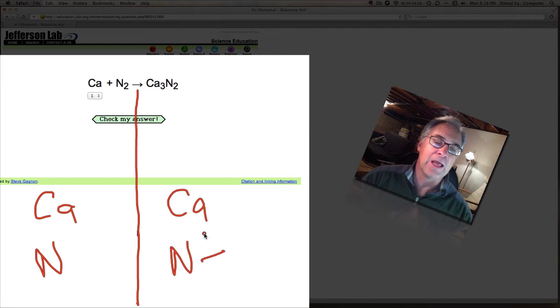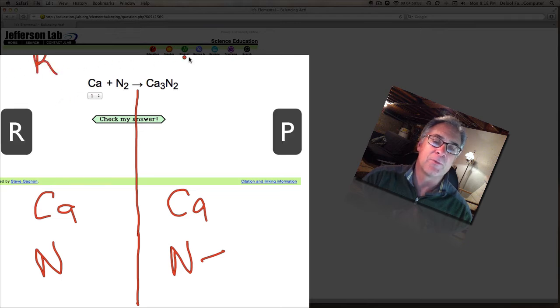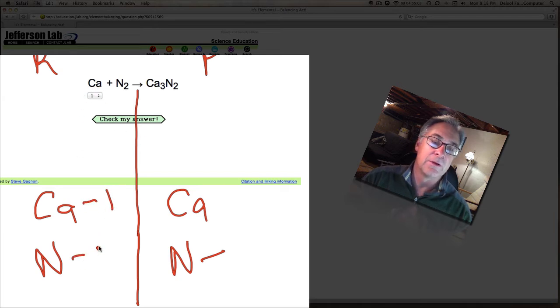Now again, we take a look at, we have a subscript on both sides of these. So we're going to see what we can do to get a coefficient on the reactant side. So I'm going to put R for reactant on this side and P on this side for products. So on this side we have 1 calcium and 2 nitrogens. On this side, looking at the subscript, remember, those can't change. And then we have 3 molecules of calcium, and then we have 2 of nitrogen.